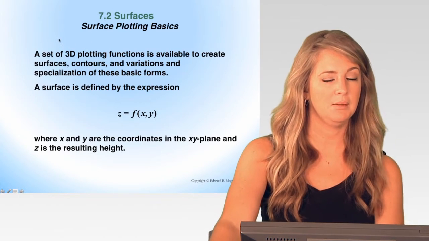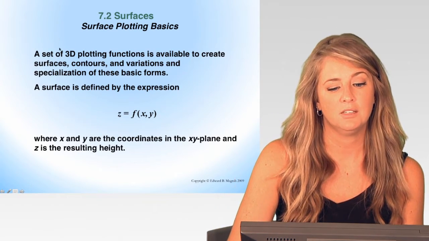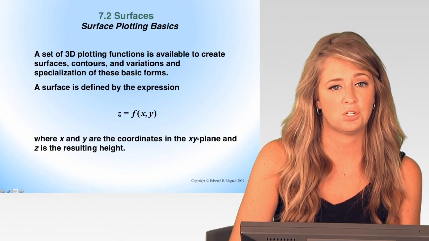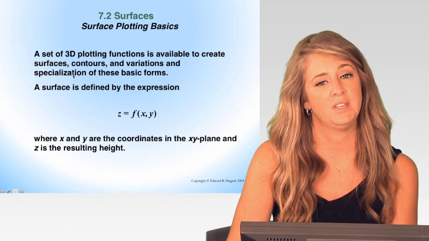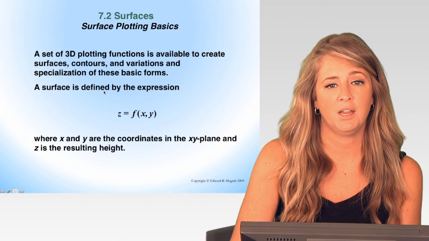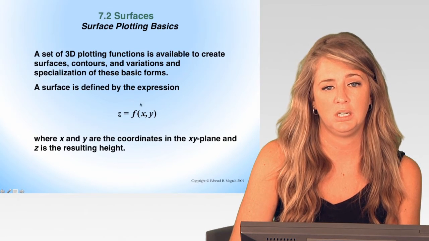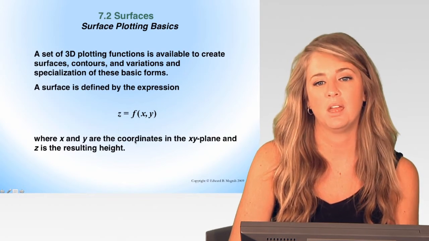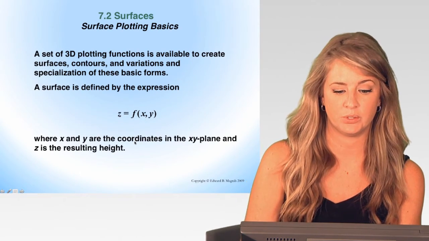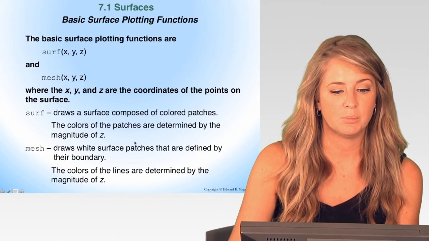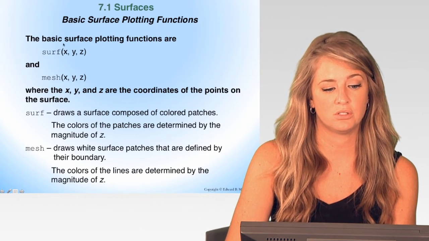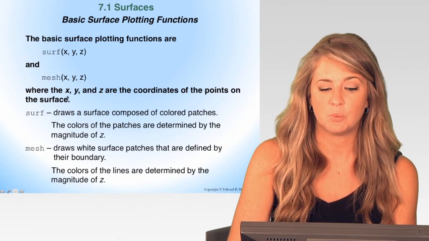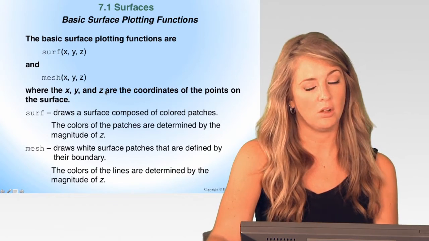Surface plotting in Matlab is also something that we can do. A set of 3D plotting functions is available to create surfaces, contours, and variations and specialization of these basic forms. So a surface is defined by this expression here, z equals f of x, y, where x and y are the coordinates in the xy plane and z is the resulting height or magnitude. So the basic surface plotting functions are surf(x,y,z) and mesh(x,y,z). The x, y, and z are just the coordinates of the points on the surface.